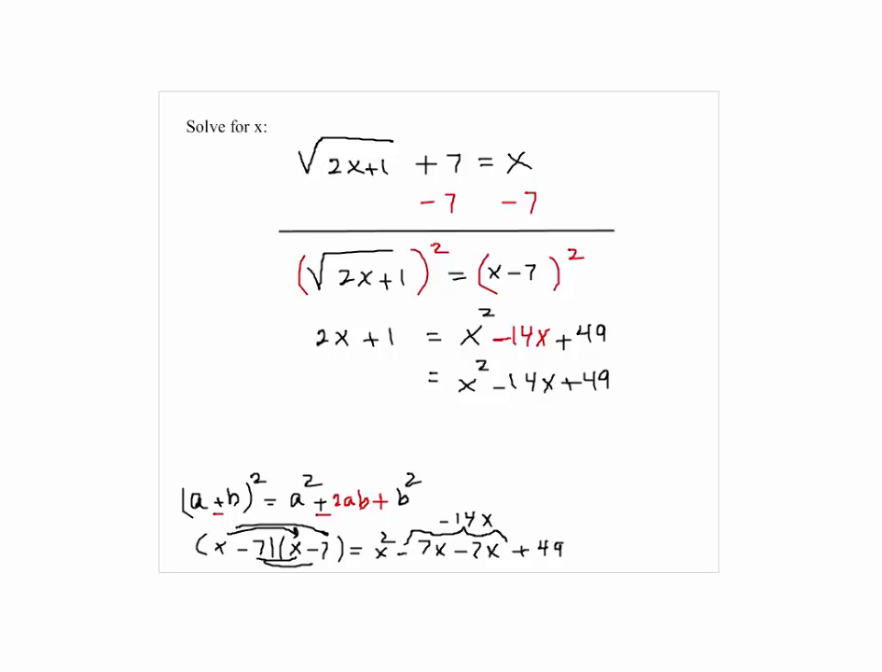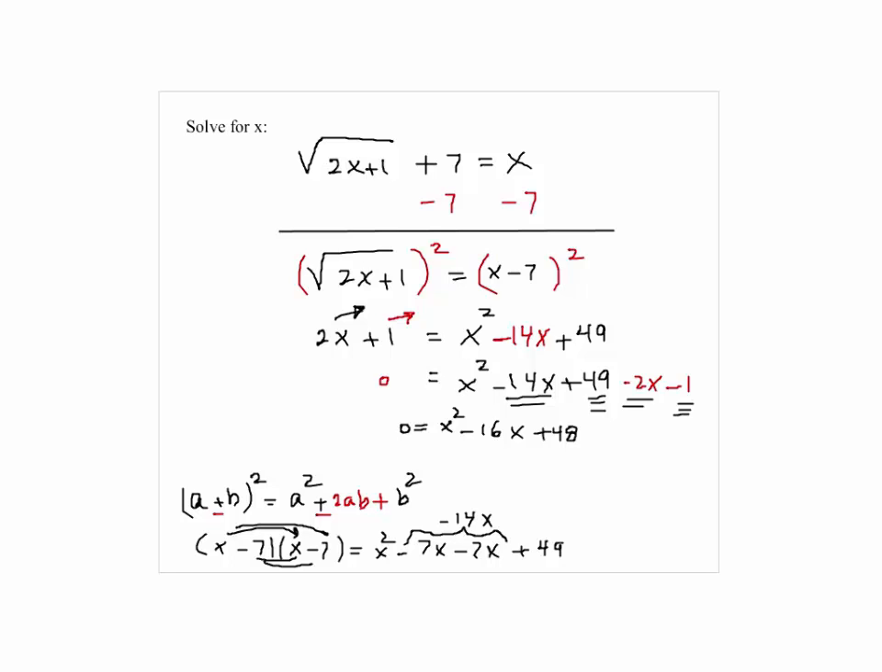So if I subtract 2x from both sides of the equation, I can move it to the right. If I subtract a 1 from both sides of the equation, then everything would be equal to 0. So now we have an equation x squared. You can combine like terms. Minus 16x plus 48 equal to 0. Now to solve this, I need to factor this.